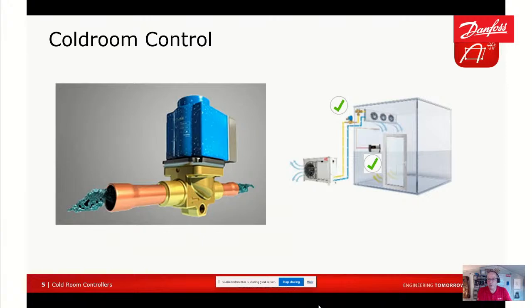We don't want liquid in the oil. As soon as we start that machine, that liquid will flash up and dilute the oil and damage the bearings. And in the worst case scenario, we'll actually pump liquid and we'll kill our compressor. So that's the main function of the liquid line solenoid valve.